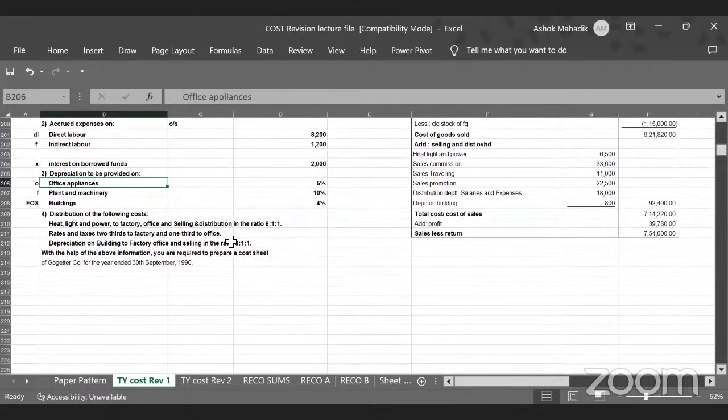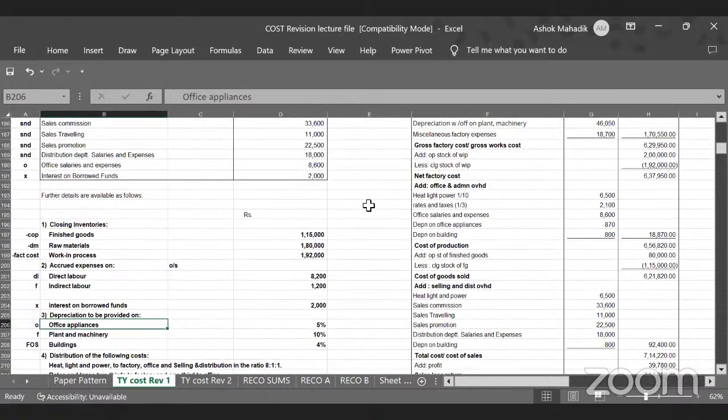Okay. Next, distribution of the following costs. Heat, light, power to 2 means here they are showing the ratio. Factory, office, and selling. So for these three heads, the allocation is 8:1:1. So total 10. 8/10, 1/10, and 1/10. Okay. Rent, rates, and taxes, 2/3 to factory and 1/3 to office. Depreciation on building, to factory of such building occupied by all the three. So again, ratio is given. With the help of the above information, you are required to prepare a cost sheet. Okay, we can do it.